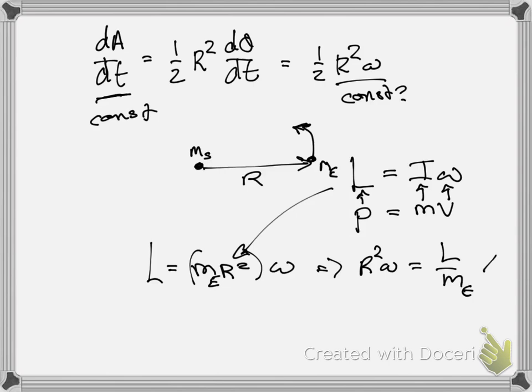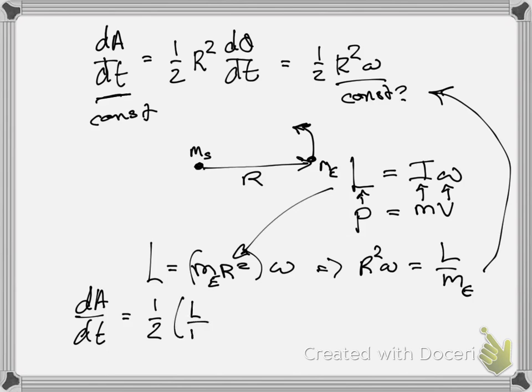I can go ahead and make that substitution back into the Kepler's second law derivation, or the dA/dt derivation. So dA/dt is equal to 1/2 of the angular momentum over the mass of the Earth. And so then the question is, is what's on the right-hand side a constant? And the answer is yes. Angular momentum is conserved, and the mass of the Earth is a constant, so dA/dt is a constant. So we've proven Kepler's second law.